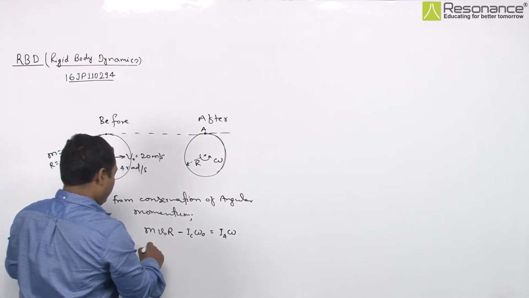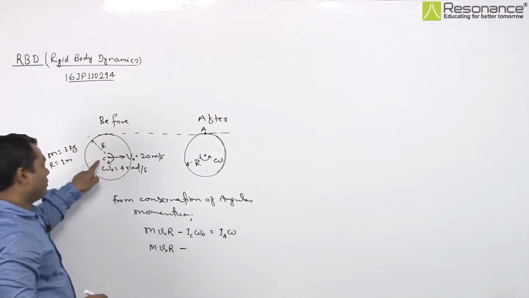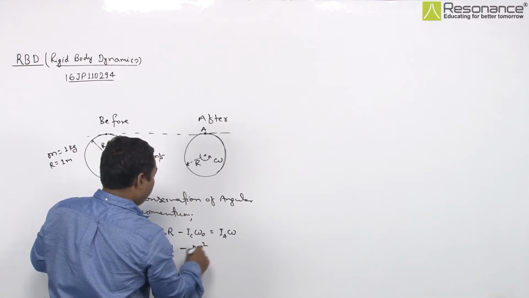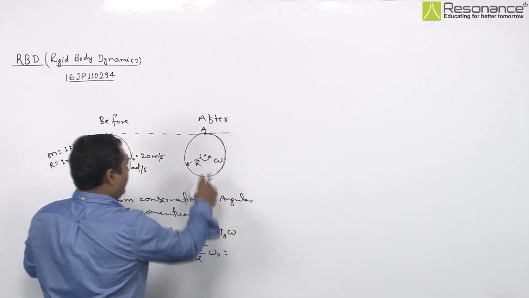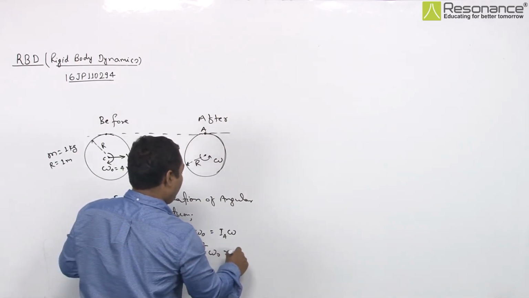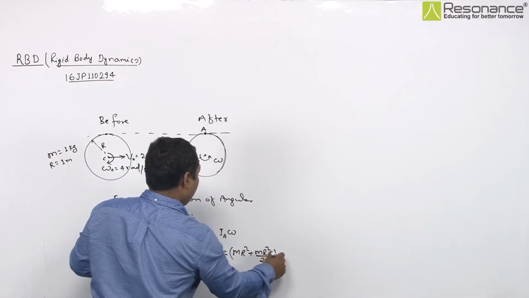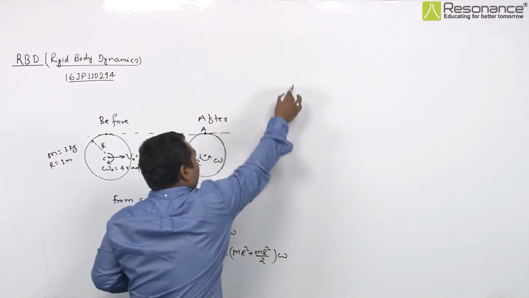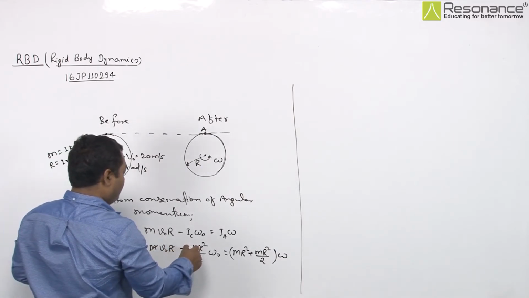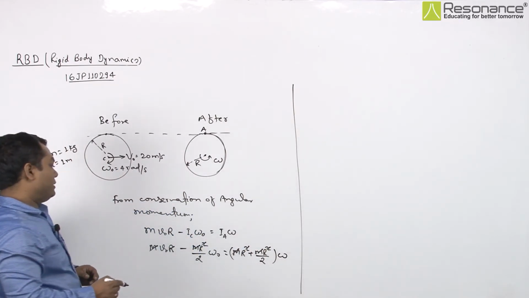By solving this relation, m v naught multiplied with r minus I c, where the disk's moment of inertia about point C is m r square upon 2, equals the moment of inertia of the disk after hinge at point A about point A, which is m r square plus m r square upon 2, multiplied with omega. You see, we have m r in each term, so it gets cancelled.